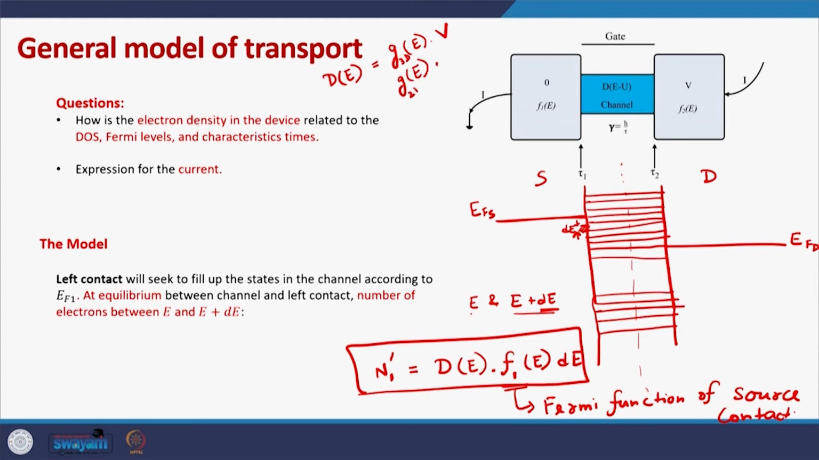For 2D channels, it is G2D into area, and for 1D channels, it is G1D times length. So, this is in a way the number of allowed electronic states in the entire volume of the 3D channel, or for a 2D channel, this is the number of electronic states in the entire area, or for 1D channel, it is the number of allowed electronic states in the entire length. Okay.